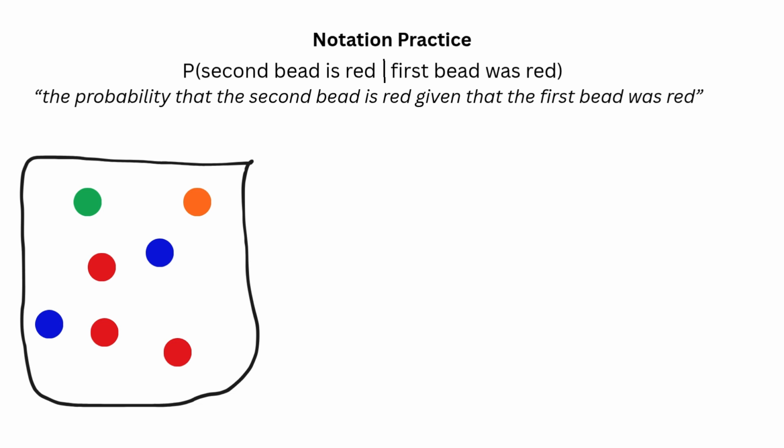Let's look at a few practice problems so that we can get used to this notation. So at the top, you would just read that as the probability that the second bead is red given that the first bead was red.